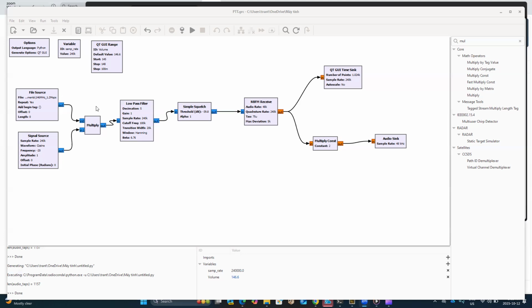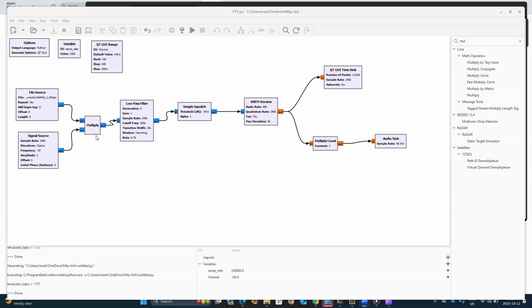So start with the file source. This is where you take your input signal that's stored from the real world recording. Second is the signal source. This is going to generate a local oscillator tone used to mix the recorded signal in frequency. They're going to give the output to the multiply.